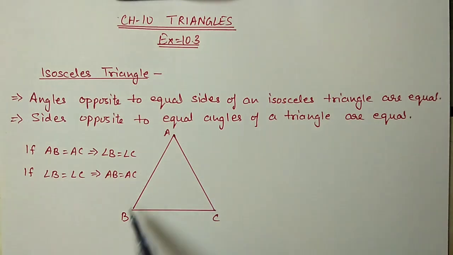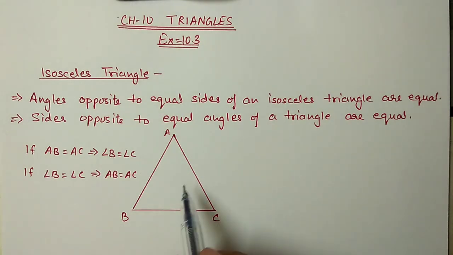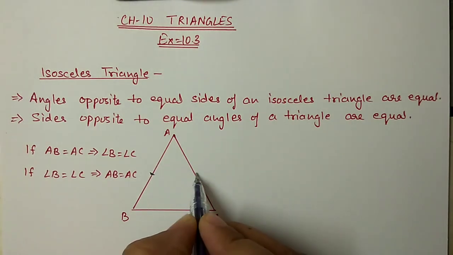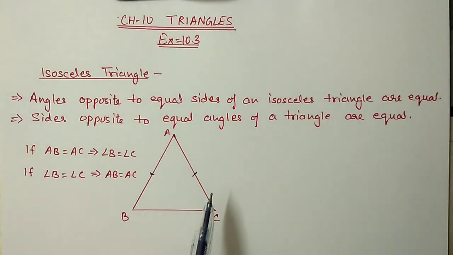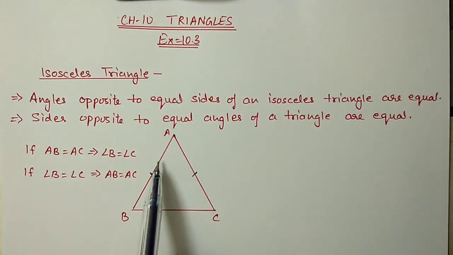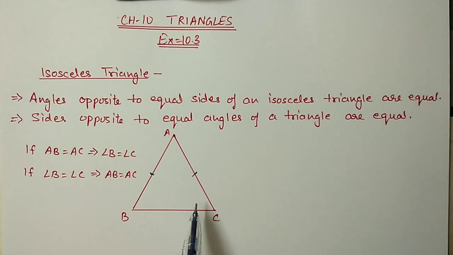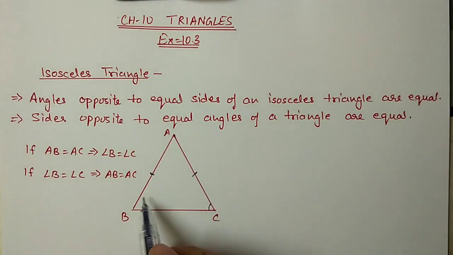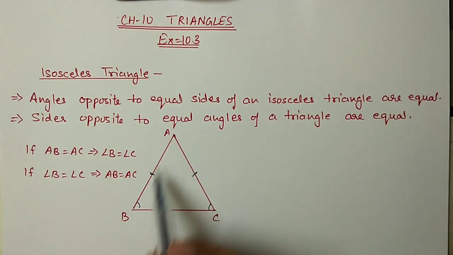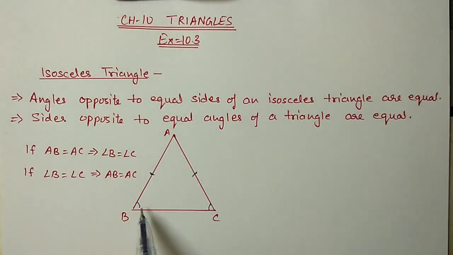So here I have given one triangle ABC, and if in this triangle AB is equal to AC, then the property is that the angles opposite to the sides will also be equal. So the angle opposite to AB is C and the angle opposite to AC is B. It means if AB is equal to AC, then angle B and angle C will be equal.